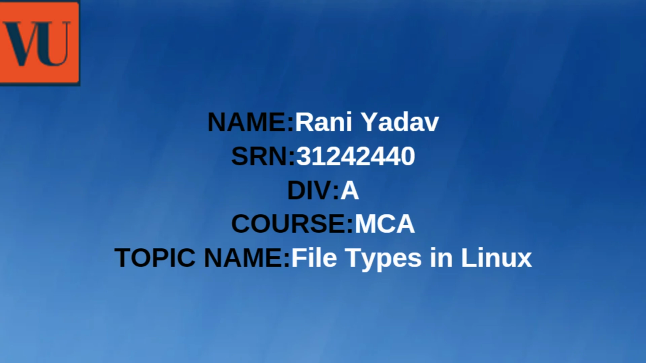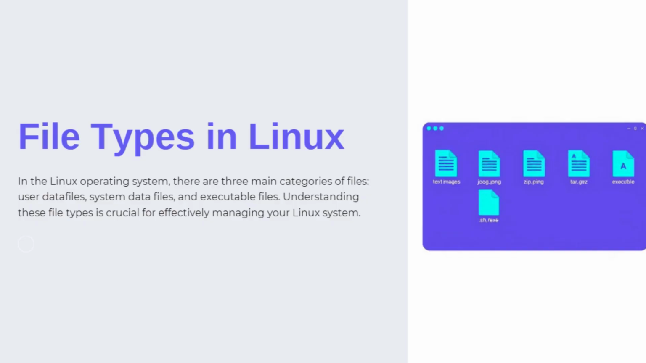So, the topic we are going to talk about is file types in Linux. Firstly, we are going to understand what the file types in Linux are. In the Linux operating system, there are three main categories of files: user data files, system data files, and executable files. Understanding these file types is crucial for effectively managing your Linux system.